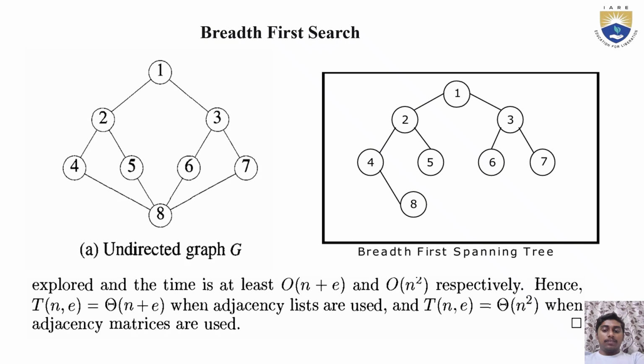Here are given two examples. First one is undirected graph G, and second one is breadth-first spanning tree. Explored under time is at least big O of n plus e and big O of n squared respectively. Hence, T of n comma e is equal to big O of n plus e when adjacency lists are used, and time complexity T of n comma e is equal to big O of n squared when adjacency matrices are used.